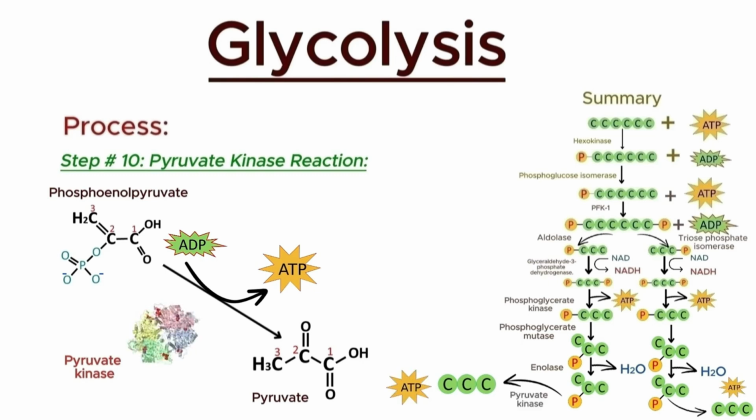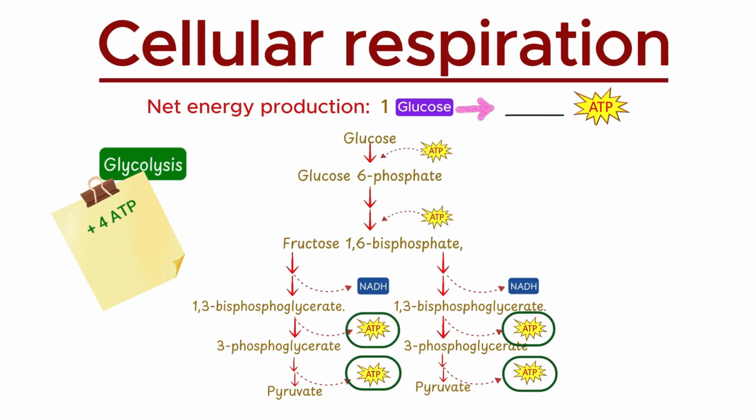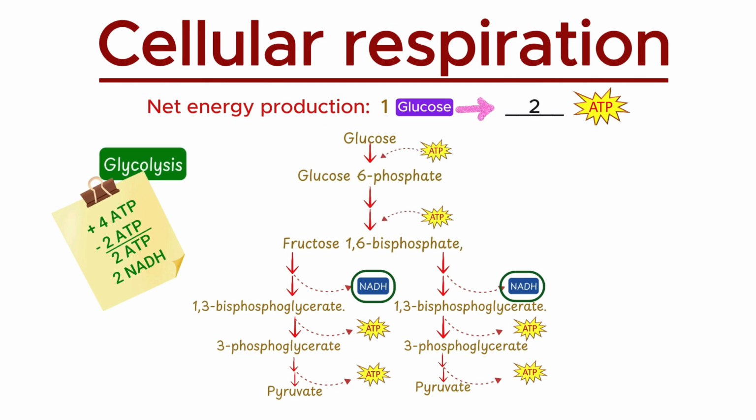The first part of cellular respiration ends here. Let's examine what is used and produced during the process. Summarizing the energy yield, 4 ATP molecules are produced, but since we used 2 ATP molecules initially, the net gain from glycolysis is 2 ATP molecules. Additionally, 2 NADH molecules are produced during glycolysis.